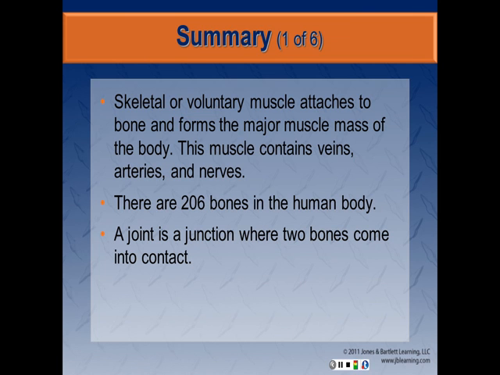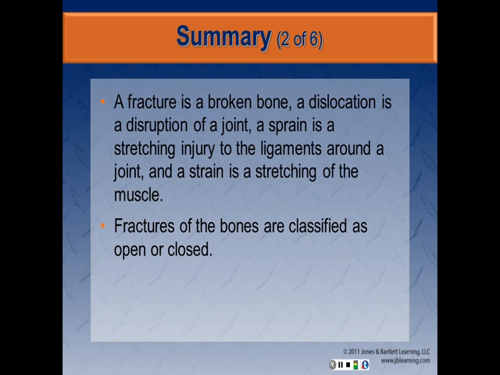In summary, skeletal or voluntary muscle attaches to bone and forms the major muscle mass of the body. This muscle contains veins, arteries, and nerves. The human body contains 206 bones, and when this living tissue is fractured, it can produce bleeding and significant pain. A joint is a junction where two bones come into contact. Joints are stabilized in key areas by ligaments. A fracture is a broken bone, a dislocation is a disruption of a joint, a sprain is a stretching injury to the ligaments around a joint, and a strain is a stretching of the muscle.